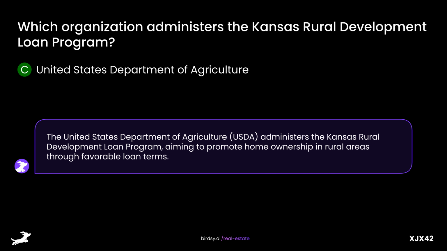The United States Department of Agriculture administers the Kansas Rural Development Loan Program, aiming to promote home ownership in rural areas through favorable loan terms.